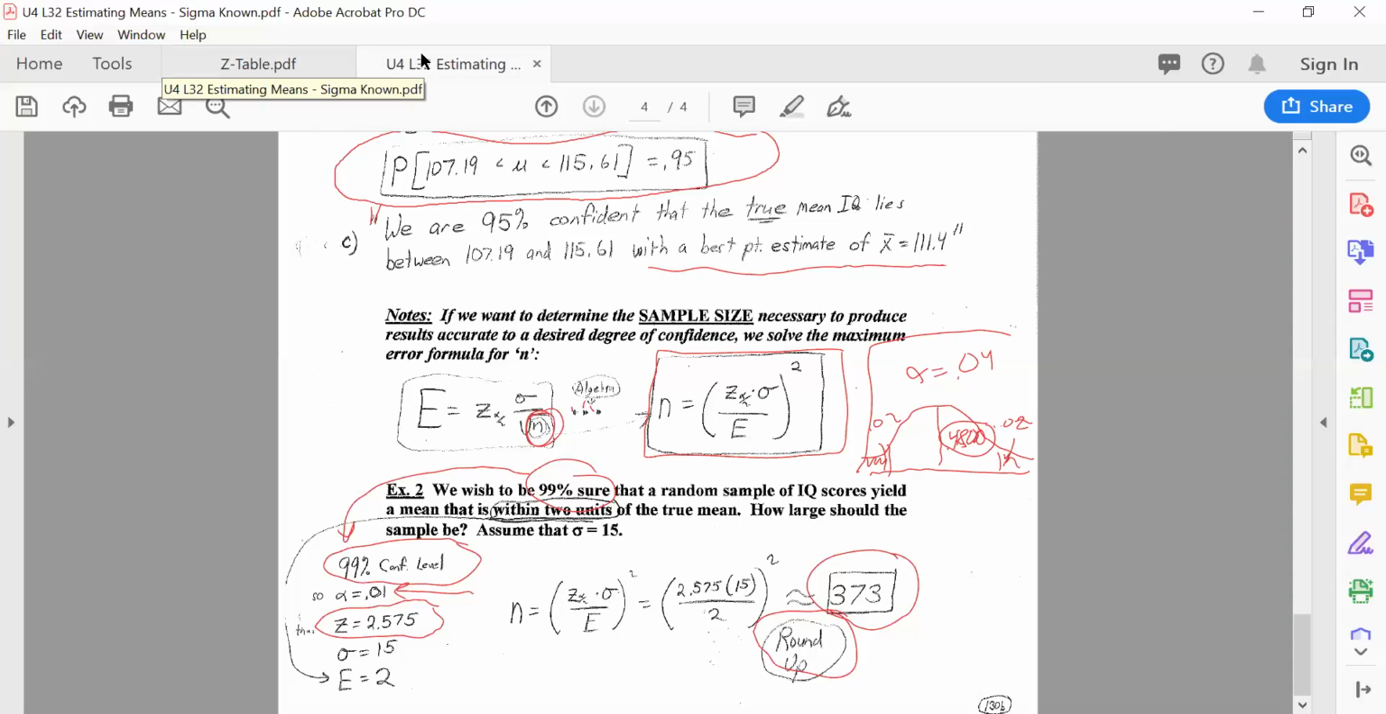So the z-score associated with this level is 2.05. Understand that as you work on your homework tonight.